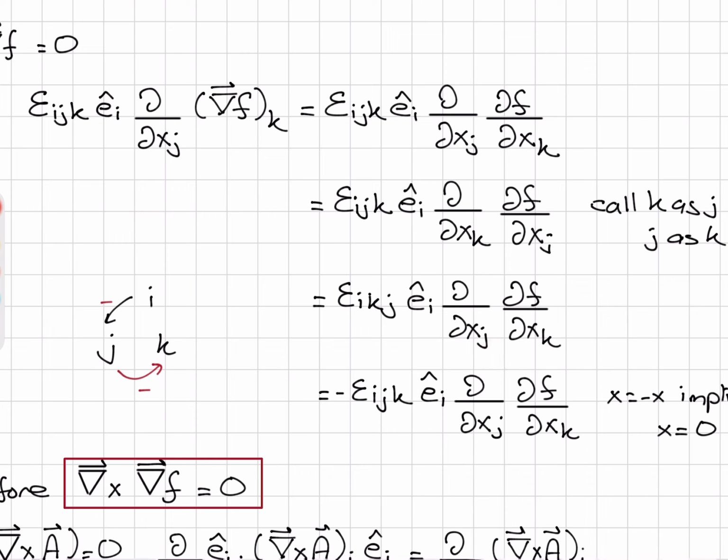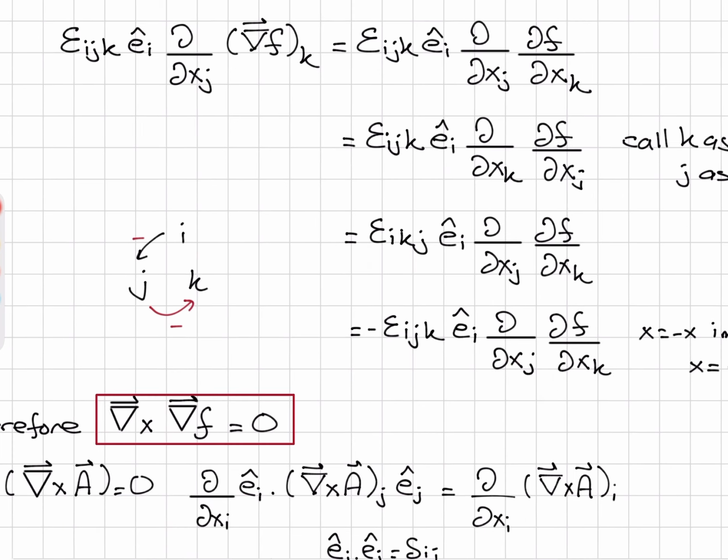Now I have the same order of derivatives here, but this is not epsilon ijk, it's epsilon ikj. What is the relationship between epsilon ijk and epsilon ikj? Because I'm going in the negative direction, so I have ikj. Now to write ijk, I'm going in the opposite direction, clockwise versus counterclockwise. So this is minus epsilon ijk ei hat del xj del f del xk. So this is the same thing multiplied by minus 1. So that means this must be 0.